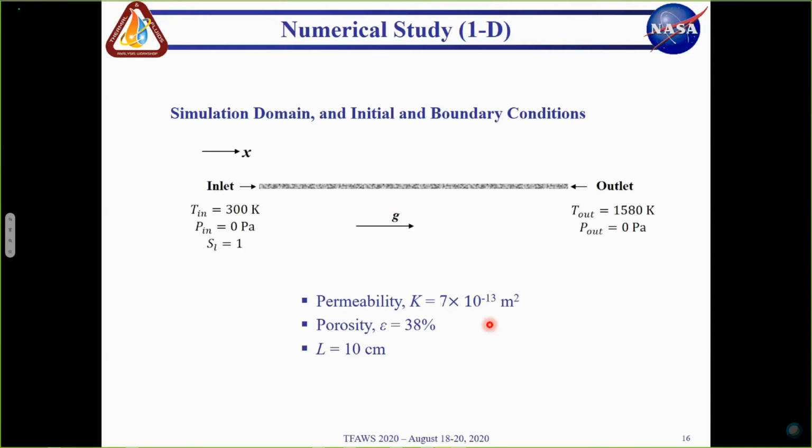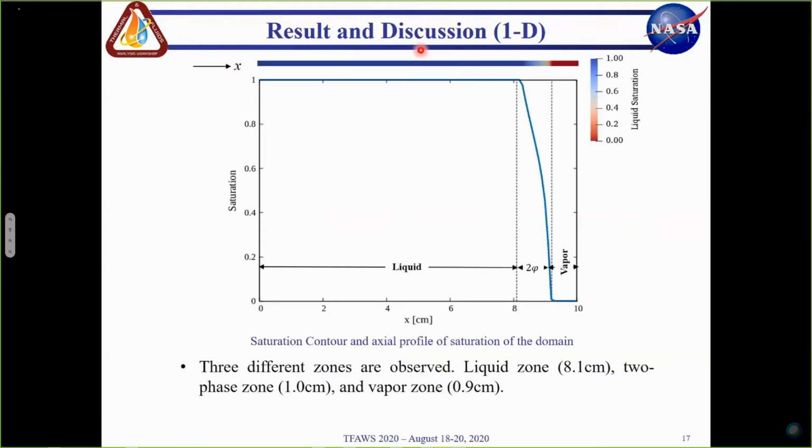This 1D simulation is 10 centimeters long, has a permeability of 7 times 10 to the power minus 13 meters squared, and a porosity of 38%. Initially, this 1D domain is fully saturated with liquid, and the temperature at the inlet is set as 300 Kelvin and the outlet temperature is 1580 Kelvin. A gravitational force is applied along this positive x direction. The pressure for both inlet and outlet is set as atmospheric pressure, or in other words, zero gauge pressure.